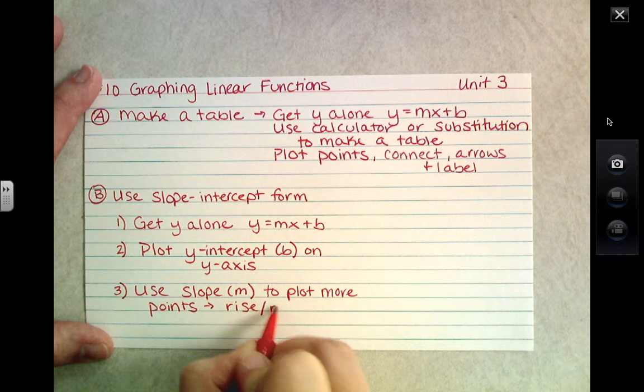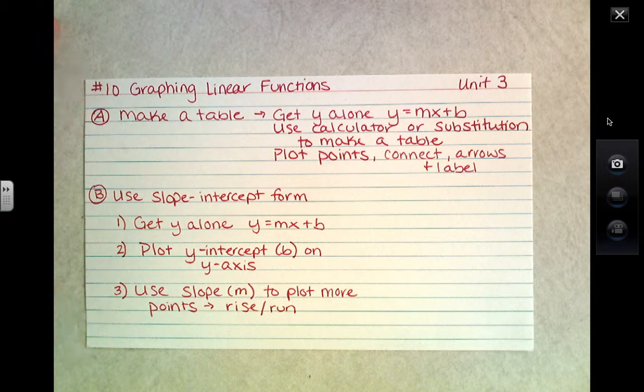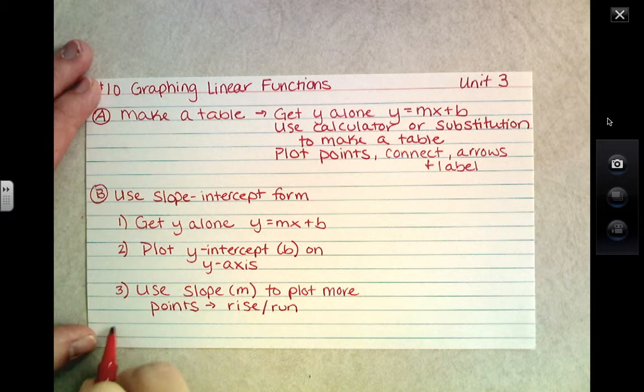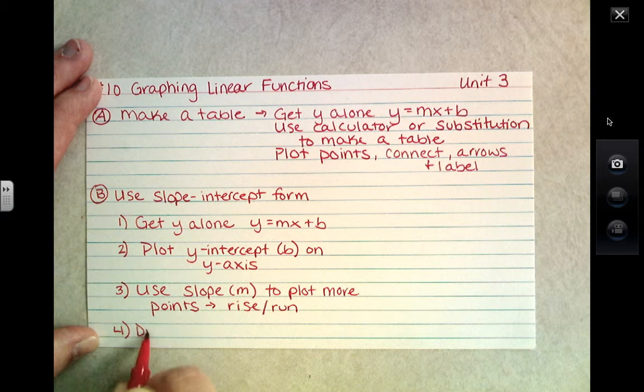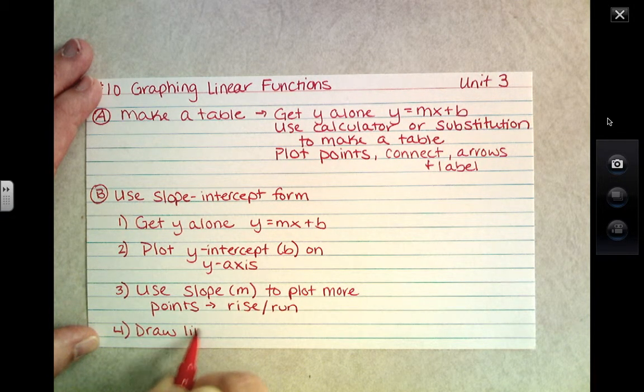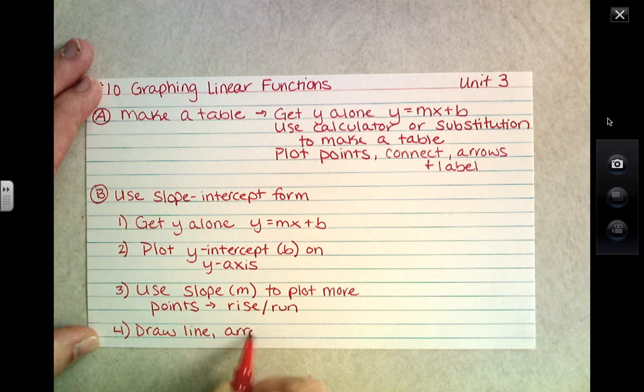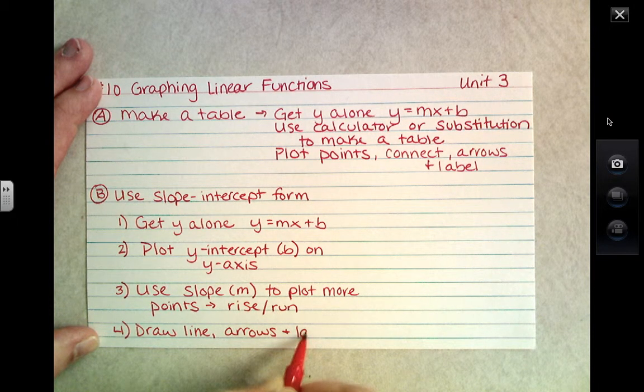We're going to use the concept of rise over run. Okay, so when you write your slope as a fraction, the top tells you how much to rise, and the bottom tells you how much to run, just like that formula I just showed you with the y's on top and the x's on bottom. And then you're going to draw the line, put arrows on it, and label it. Okay, so let me show you what that would look like.